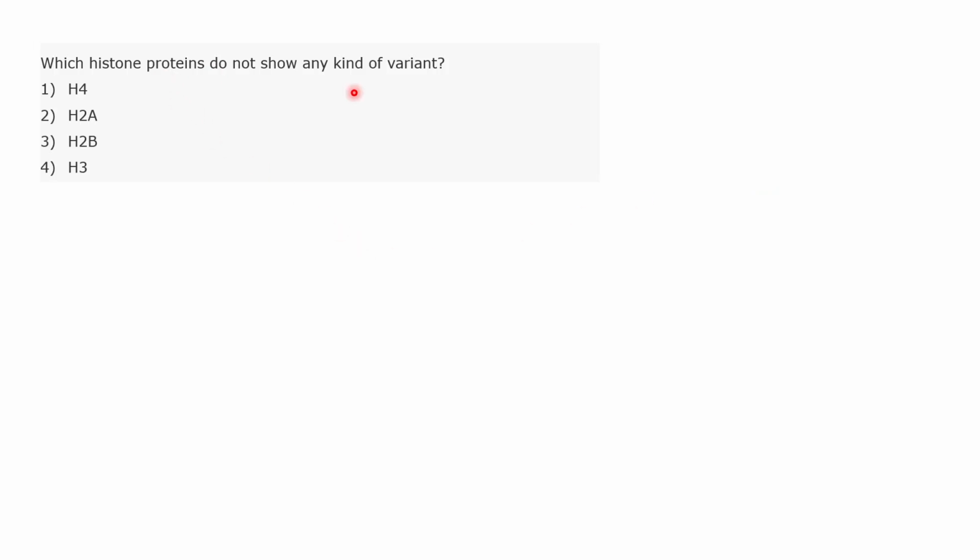Which histone protein does not show any kind of variance? H4, H2A, H2B, or H3? There are several variants of histones, right? Some of the histones do not show any kind of variation. Out of these options, which may be the answer? Okay, I'm getting option number 1. Any other option? Anyone has anything else in mind?